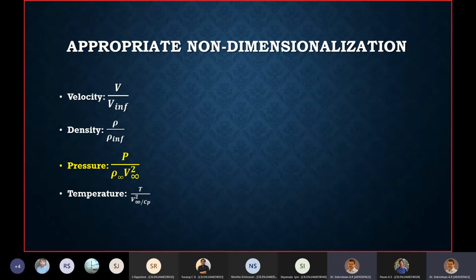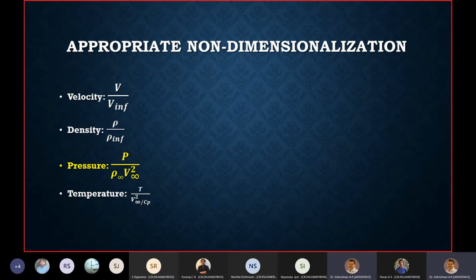So velocity, the most natural way to have a non-dimensional form for velocity is to have the local velocity divided by the free stream velocity. So V by V infinity. Similarly, density, rho by rho infinity. What is rho? The local density, and rho infinity is the free stream value of density. Similarly, temperature, the local static temperature divided by... now temperature, density, viscosity, and pressure have slightly different ways of non-dimensionalization. That is because of the way that they can be connected to other non-dimensional parameters.